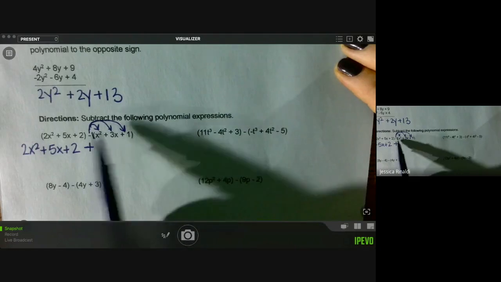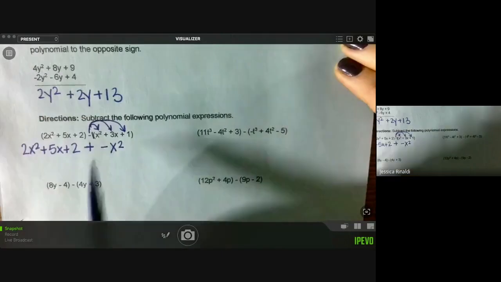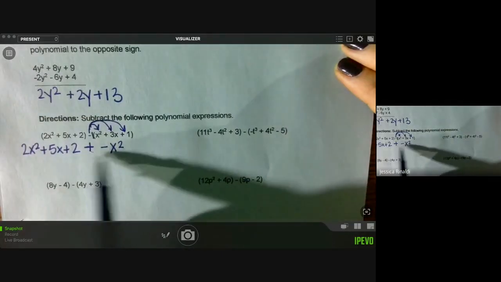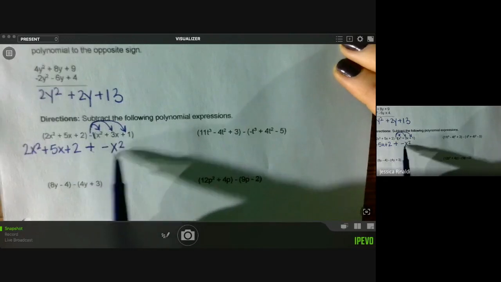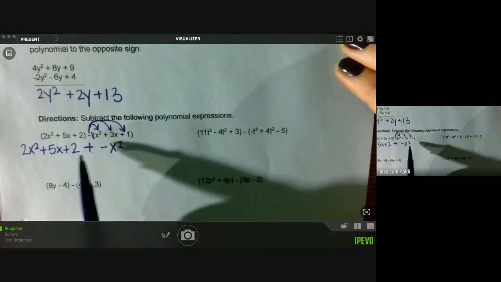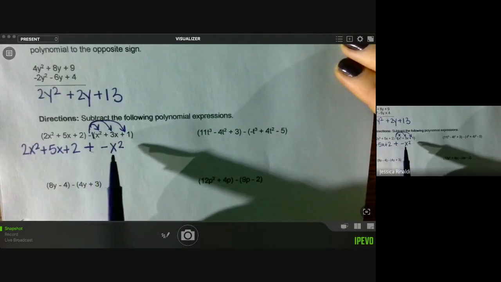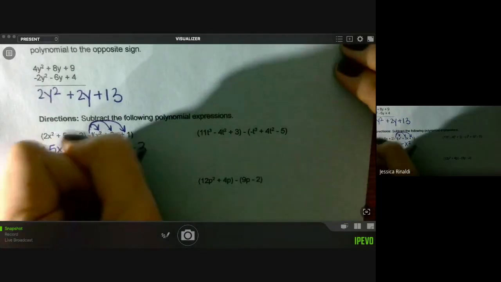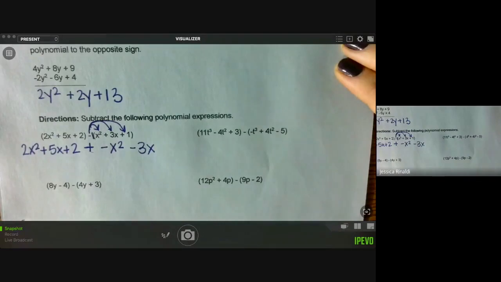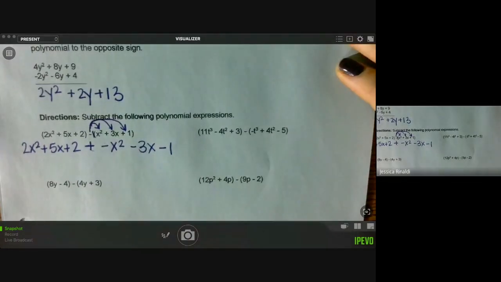So -1 times x squared is a minus x squared. Now, this is where some people might get confused. So Maddie, if you don't write this, you're just going to write minus x squared, which is fine. Can you write that plus sign? Yes. Just don't get confused here. -1 times 3x is a minus 3x. And then a -1 times a +1 is -1. Now we're ready to combine.